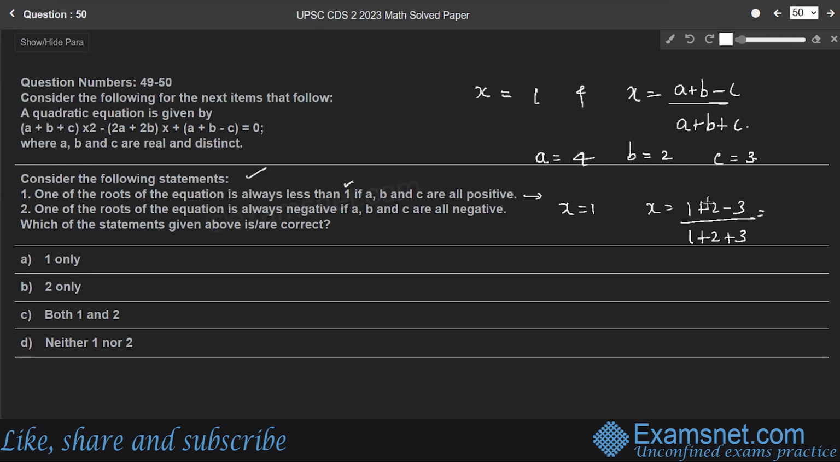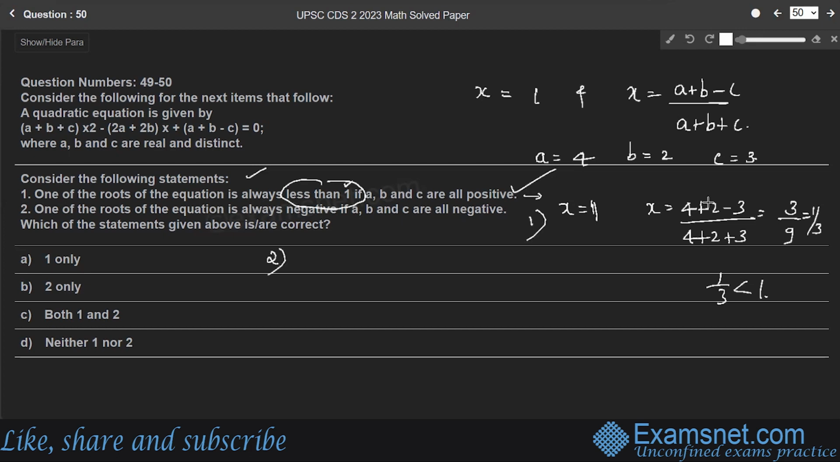We'll keep a as 4. So 4 plus 2 minus 3, 6 minus 3 becomes 3, by 6 plus 3 becomes 9. 3 by 9, or 1 by 3, which is less than 1. Therefore, for the statement that one of the roots of the equation is always less than 1: one root is 1, another root is 1 by 3, which is less than 1. That is a true statement. First statement is true.